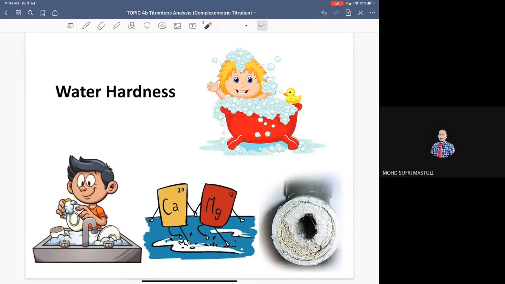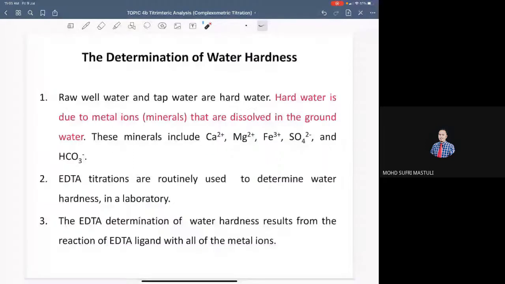We will continue our learning on the complexometric titration. In this video, we will discuss water hardness, the determination of water hardness. Normally, the raw water or the tap water is hard water. Hard water is due to metal ions, normally minerals that dissolve in the groundwater.